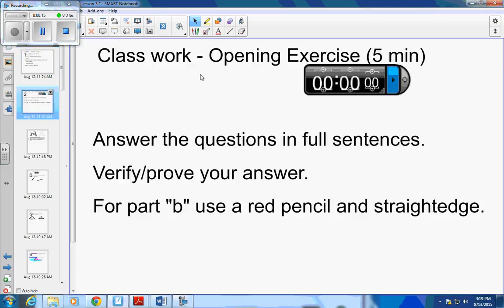So for the first part of the class, I need you to spend 5 minutes, so put the video on pause, do the opening exercise, make sure you answer in full sentences, verify or prove your answer, and for part B, make sure you use a different colored pencil. Red is great, but anything other than your normal colored pencil, and make sure you use a straight edge. So pause this and then come back in 5 minutes.